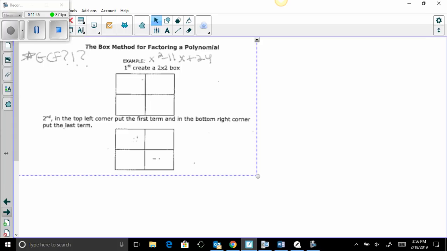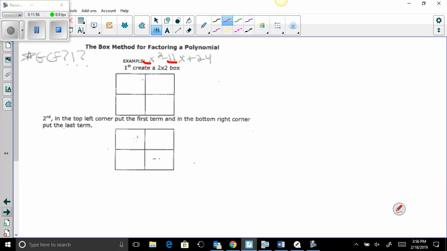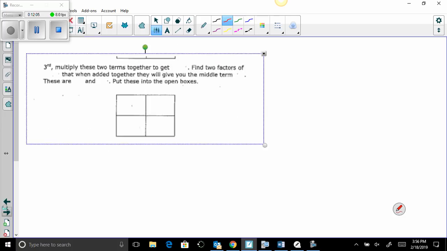All right, let's try this one. x squared minus 11x plus 24. Is there a GCF? There is not. There's no greatest common factor between any of these three parts, so we can go ahead and follow our steps here. The first term goes in the top left, and the last term goes in the bottom right.